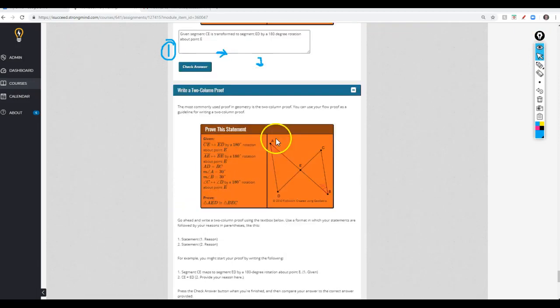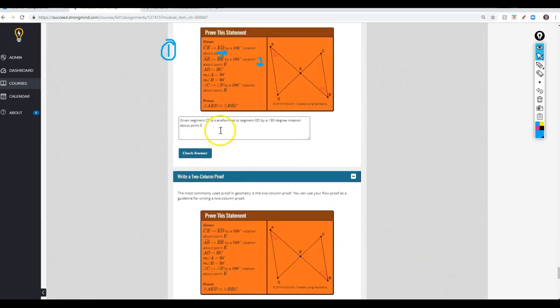So that is what we will state next. So then the distance of CE equals the distance of ED by the definition of an isometry, because a transformation is an isometry, and by definition of an isometry, the distance of CE equals the distance of ED.